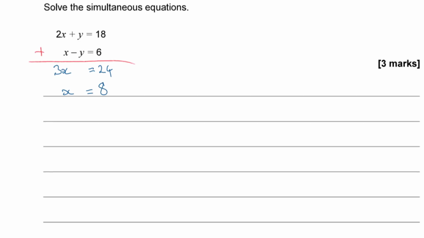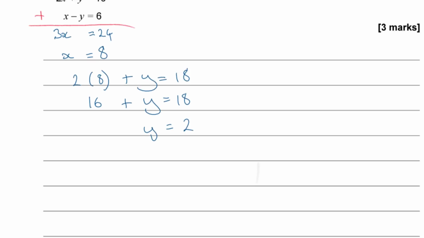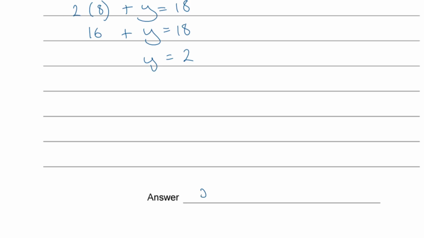X is 8. Okay, so then I can just substitute that back into one of my original equations. Let's take the first one. So 2 lots of 8 plus y is equal to 18. So 16 plus y is 18. That gives me y is equal to 2, then 18 take away 16. So my two answers then are x is 8 and y is 2.